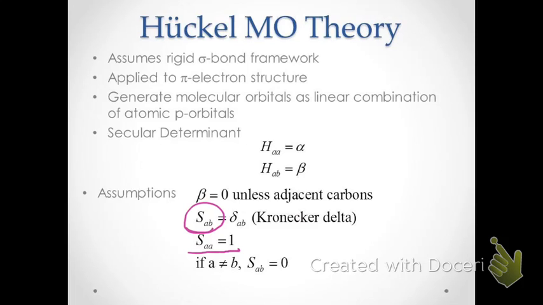But the approximation we're going to use is that if the atomic orbitals are different, then the overlap integral is going to be equal to 0. Even if the two atoms are next to each other, we're saying those two p orbitals do not overlap, that the overlap is equal to 0. This is a pretty significant approximation and does lead to error. We'll talk about that a little bit later.